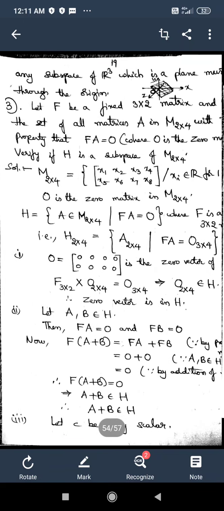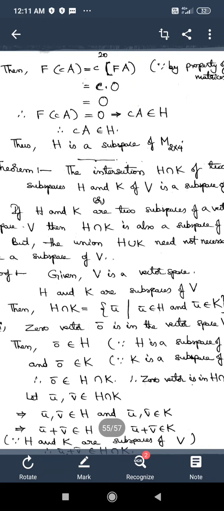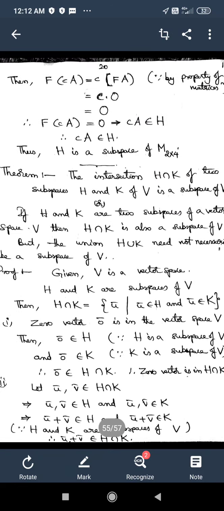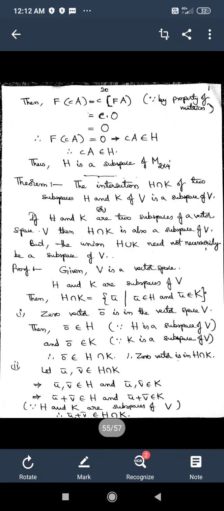I have taken C as any scalar, then F times CA is equal to C times FA, and FA we already know is O, and so C times O is equal to O. By scalar multiplication of a matrix, when we multiply C to every element, which is 0, of the matrix O, we get the 0 matrix only, which is O. So F times CA is equal to O, and F times a matrix equal to O means that particular matrix is an element of H. So CA belongs to H. Therefore, all three conditions of subspace are satisfied in H, and H is a subspace of M2 by 4.